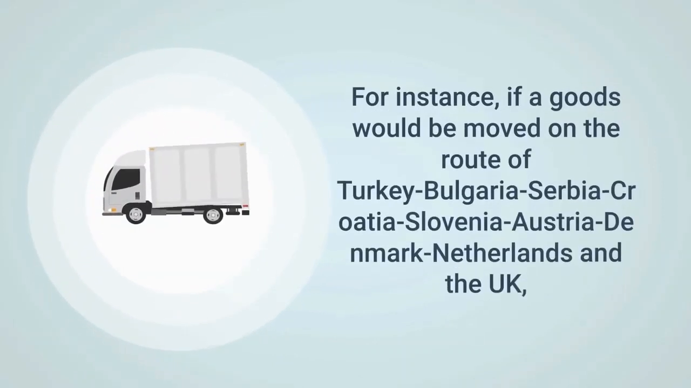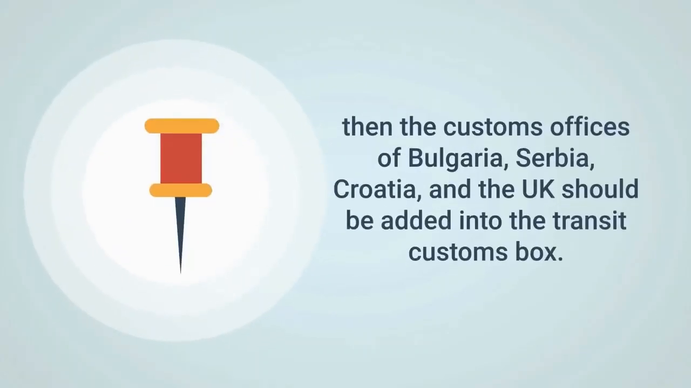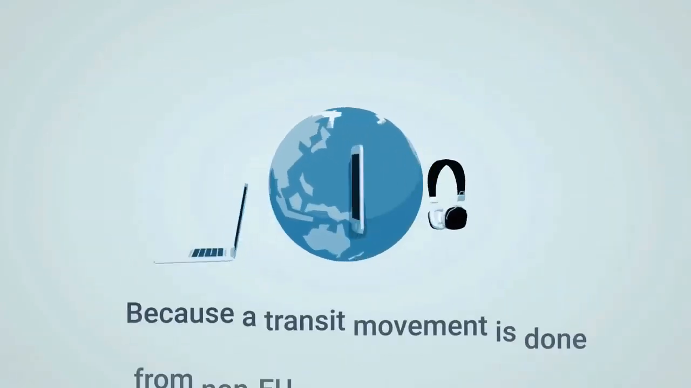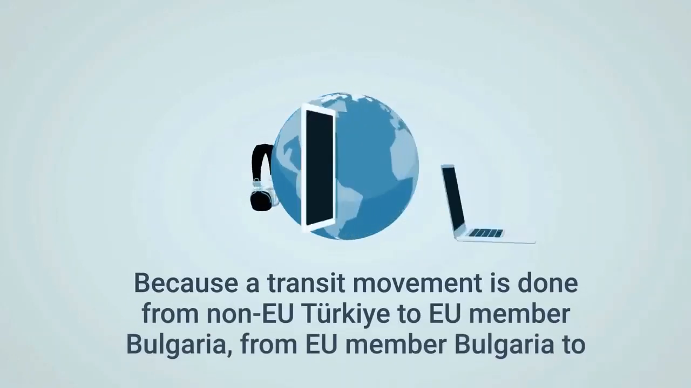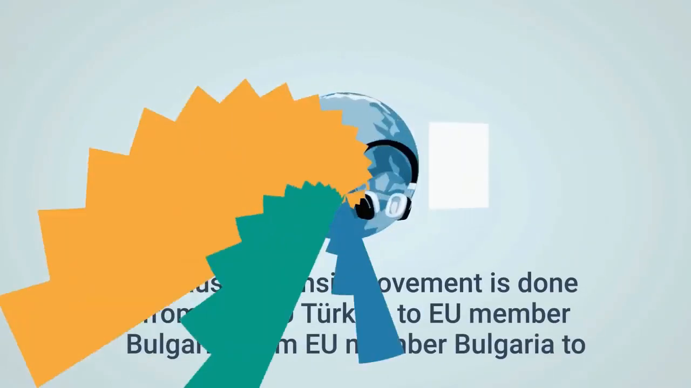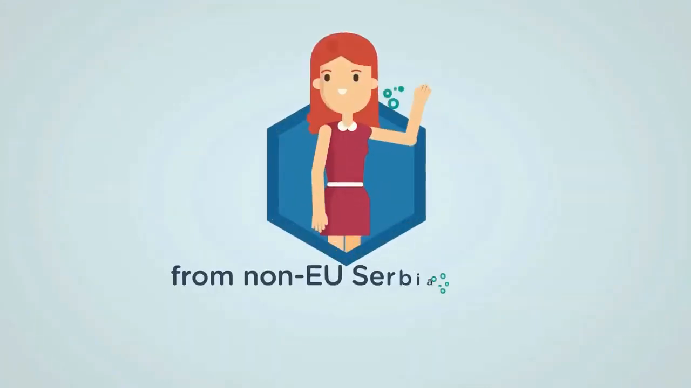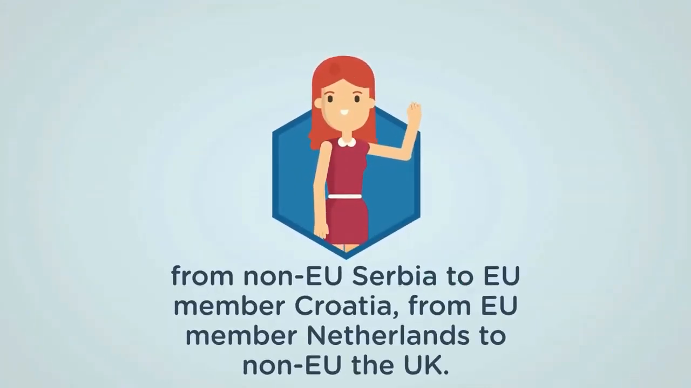For instance, if goods would be moved on the route of Turkey, Bulgaria, Serbia, Croatia, Slovenia, Austria, Denmark, Netherlands, and the UK, then the customs offices of Bulgaria, Serbia, Croatia, and the UK should be added into the transit customs box. Because a transit movement is done from non-EU Turkey to EU member Bulgaria, from EU member Bulgaria to non-EU Serbia, from non-EU Serbia to EU member Croatia, from EU member Netherlands to non-EU the UK.